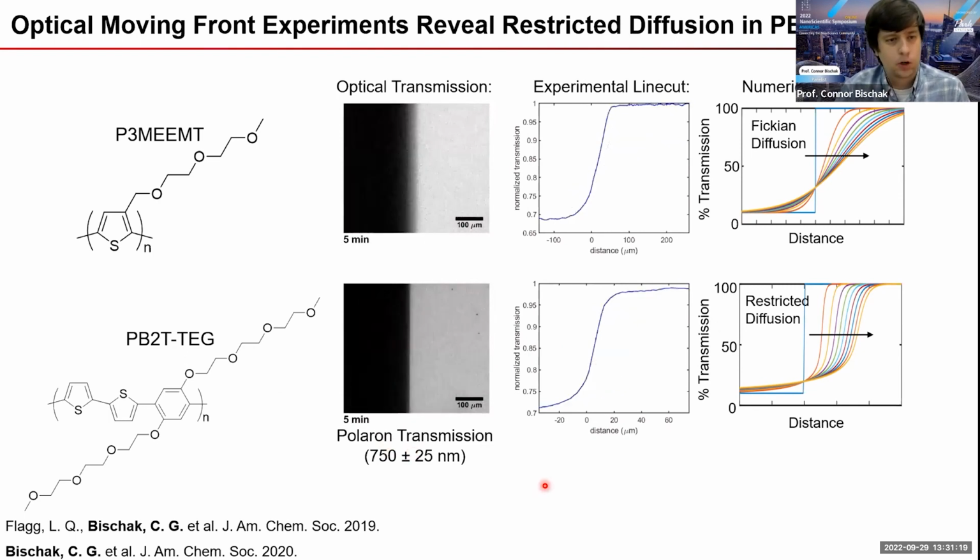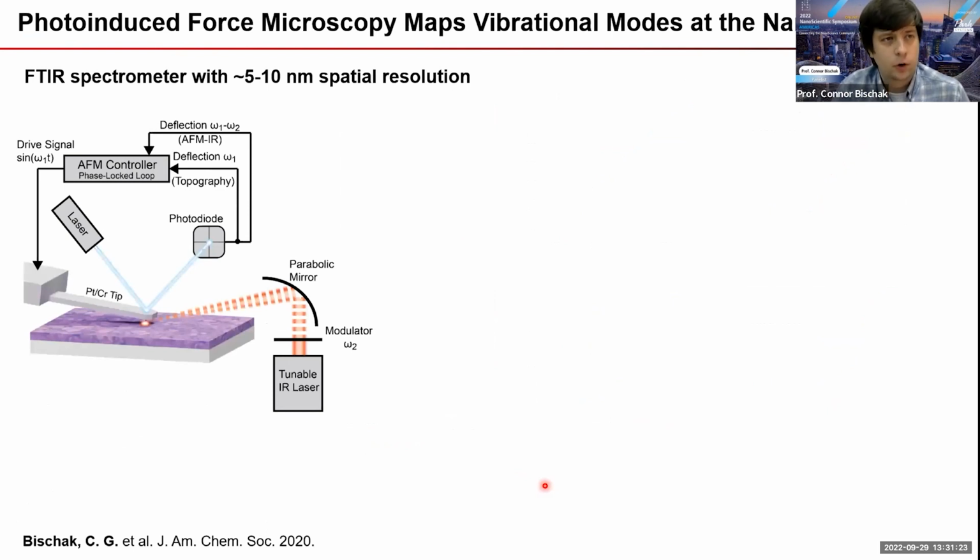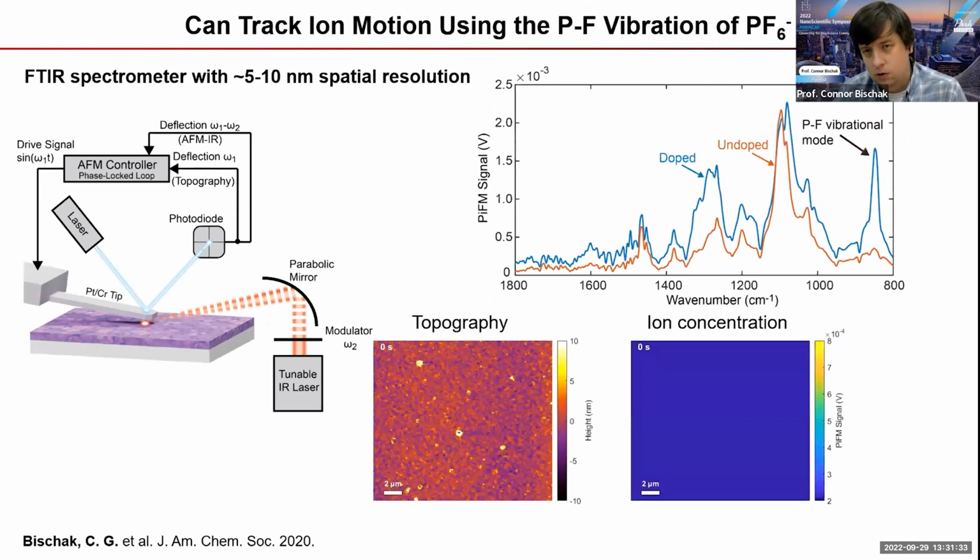And so here we wanted to go to much higher spatial resolution. We wanted to take advantage of our photoinduced force microscope that will map out vibrational modes at the nanoscale. If we look at a nanoscale infrared spectrum, here we're using an infrared active ion, so this is with PF6. What we do is tune our IR laser to this PF6 vibrational mode, and then image, so we can actually watch these ions move in our sample.